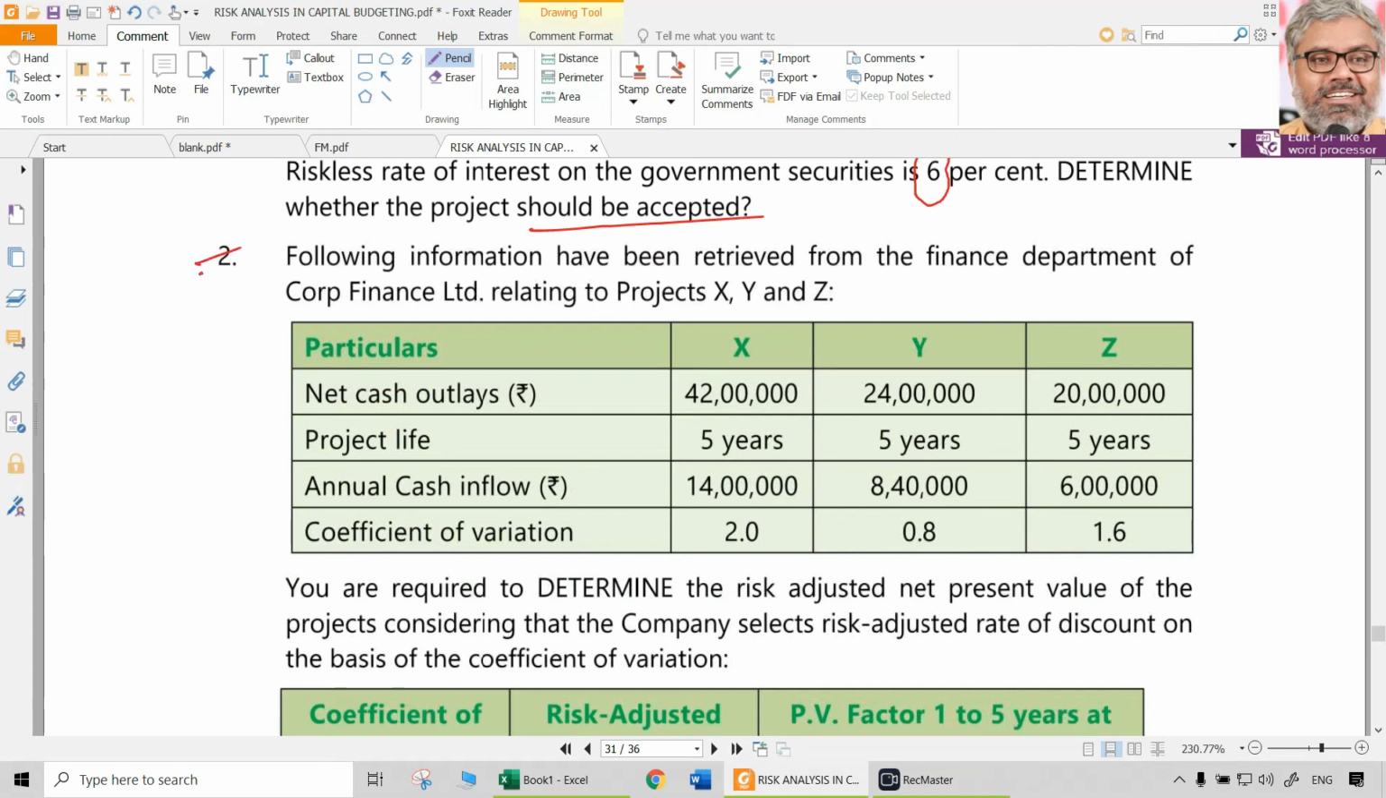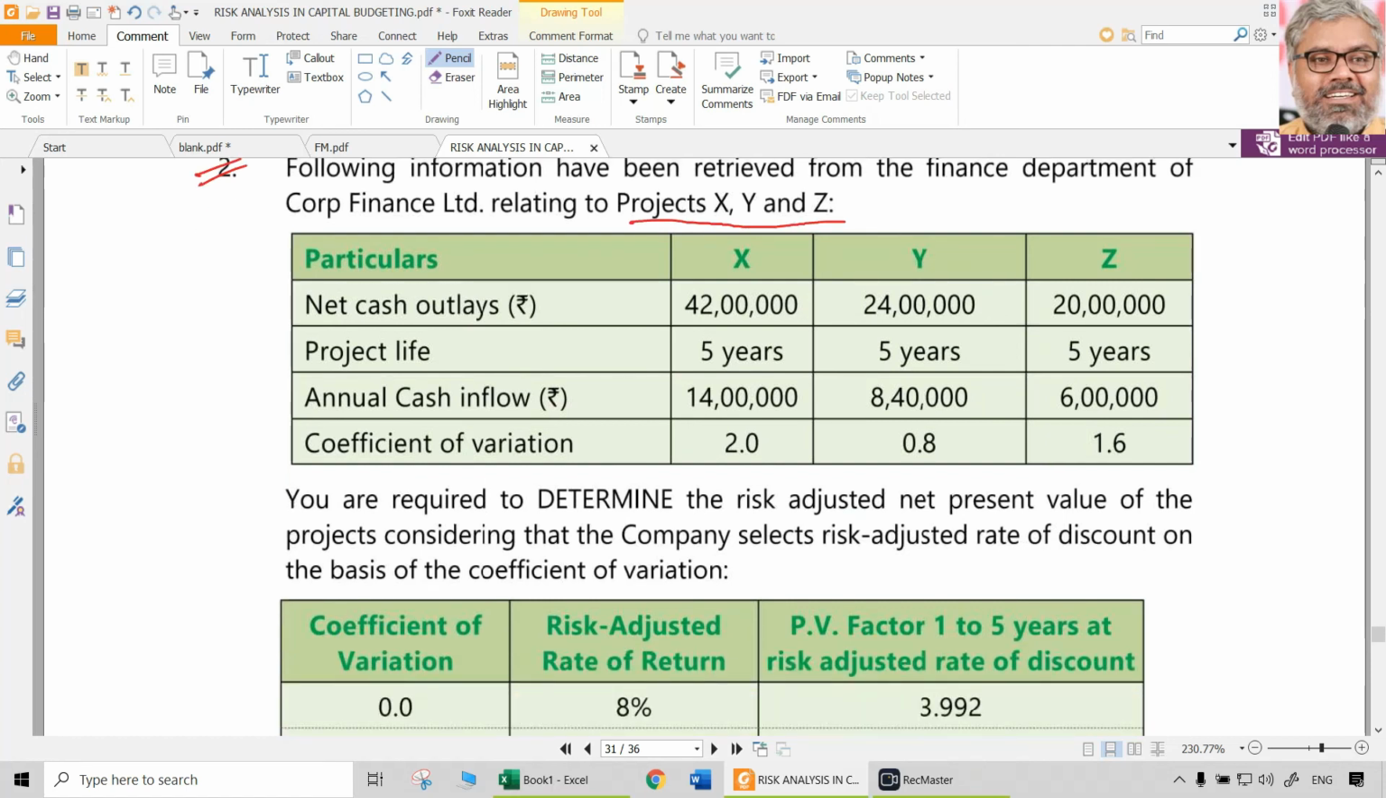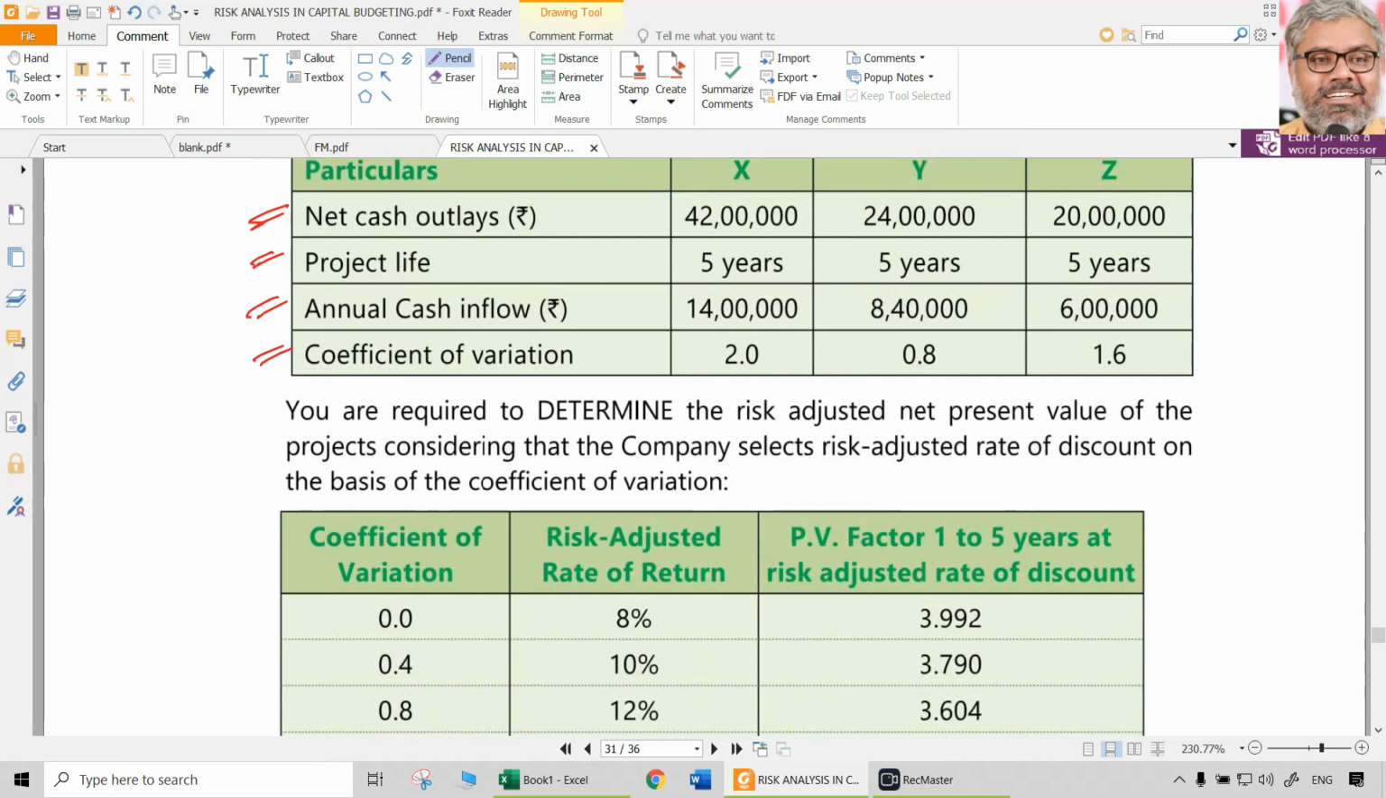The following information has been retrieved from the finance department of Corp Finance Limited relating to projects X, Y and Z. Okay, 3 projects are there. Net cash outlay, initial cash outlay is 42 lakhs, 24 lakhs, 20 lakhs. Project life is 5 years. Annual cash inflows are 14 lakhs, 8 lakh 40,000 and 6 lakhs. Coefficient of variation is 2, 0.8 and 1.6. Coefficient of variation is also a measure of risk. How to calculate that is a different topic altogether, but that has no relevance here. Already it is given in this case.